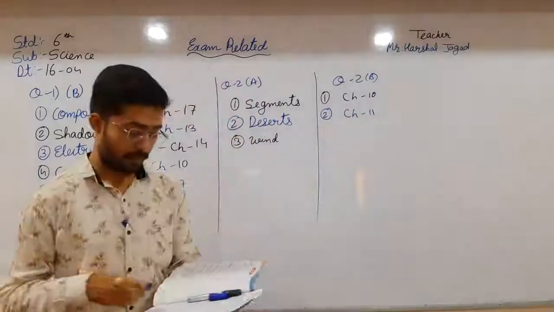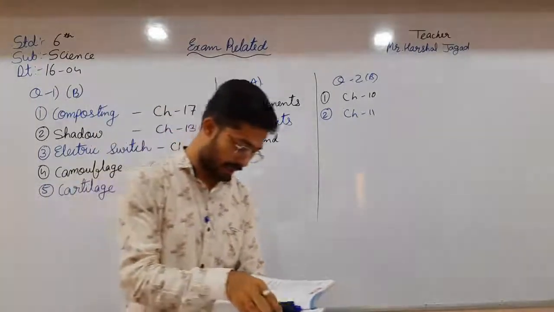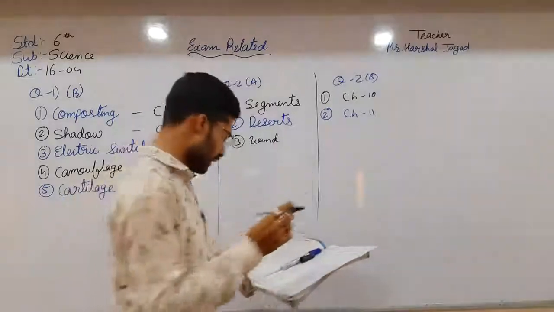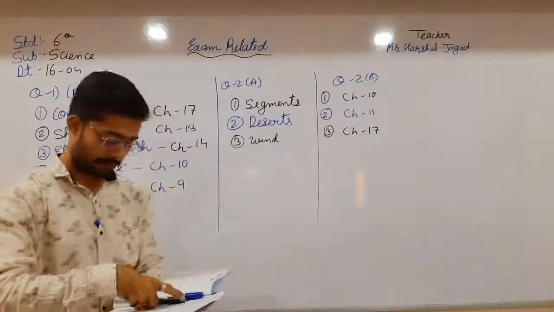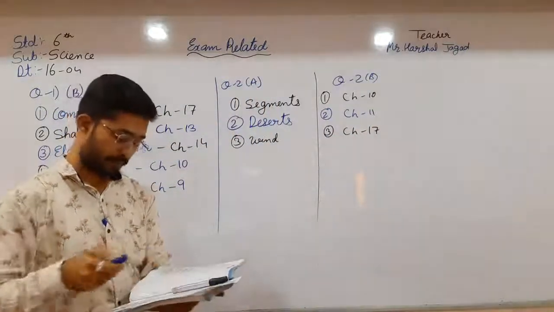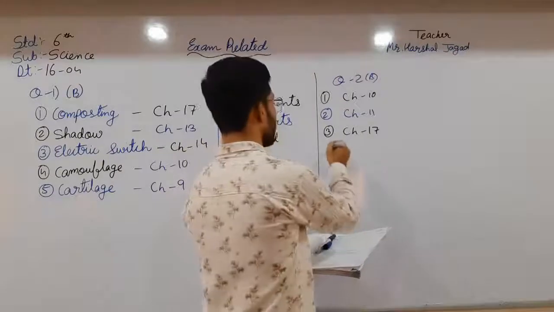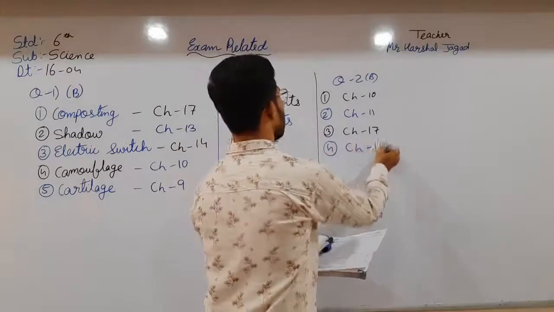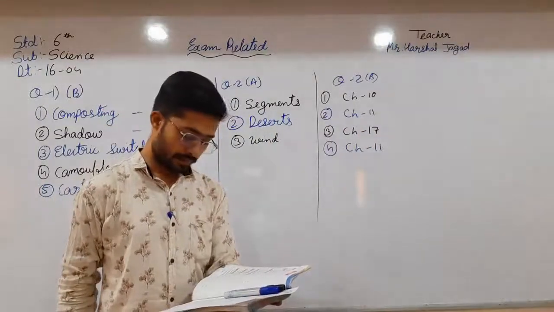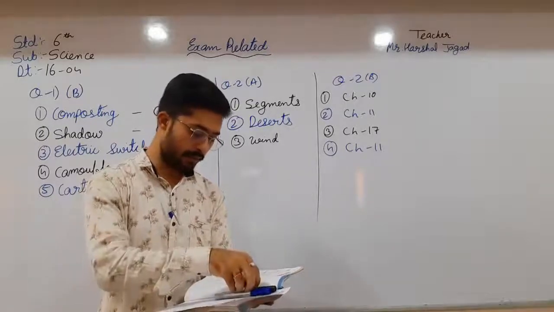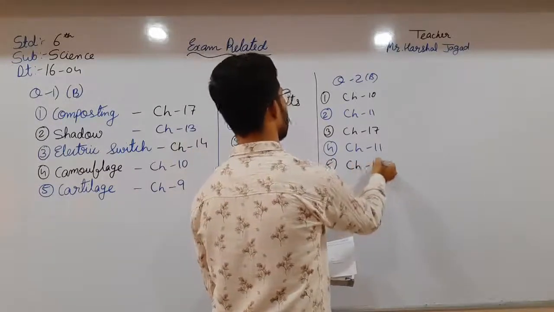Okay. Then the third one, biodegradable waste, that is from chapter number 17. Then the fourth one, standard unit of length. That is from measurements and motion, again from chapter number 11. Then the fifth one, animal in boreal forest, so here it will be chapter number 10 again.